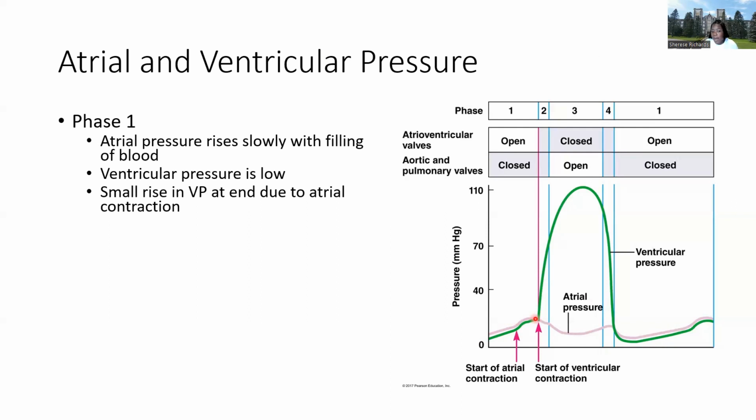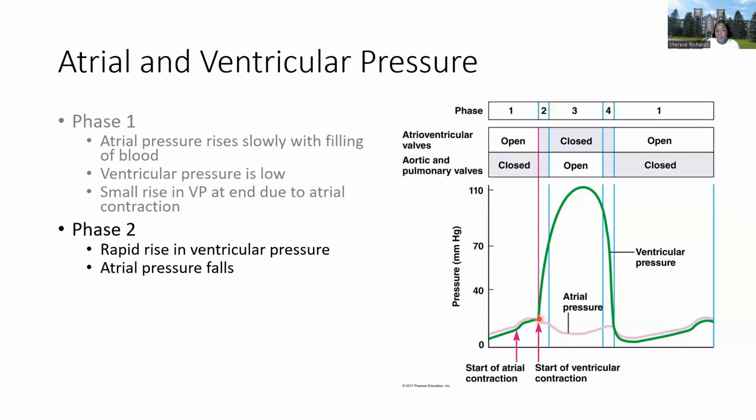The small rise in the ventricular pressure at the end of the first phase here is really owed to that atria squeezing the last bit of blood out as the AV valves will then close. So here we have the start of atrial contraction, and then we have the start of ventricular contraction, both of these in an attempt to encourage the last bit of blood to leave the atria, move down into the ventricle, and then after that point, the AV valves will then close.